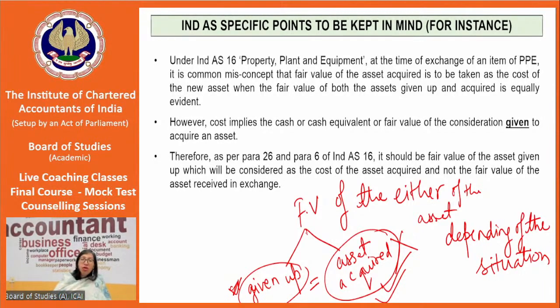Okay, so this is a common mistake which is made not only in Ind AS 16 but also in Ind AS 40, Investment Property. The same concept is used there, and students make the same mistake there also. A general query comes to us every time: why have you taken the fair value of the asset given up when the fair value of the asset acquired is mentioned in the question? So this is the concept. When both the fair values are equally evident, whatever you are paying is the cost of acquisition of the new asset. Okay, hope this is clear to you.